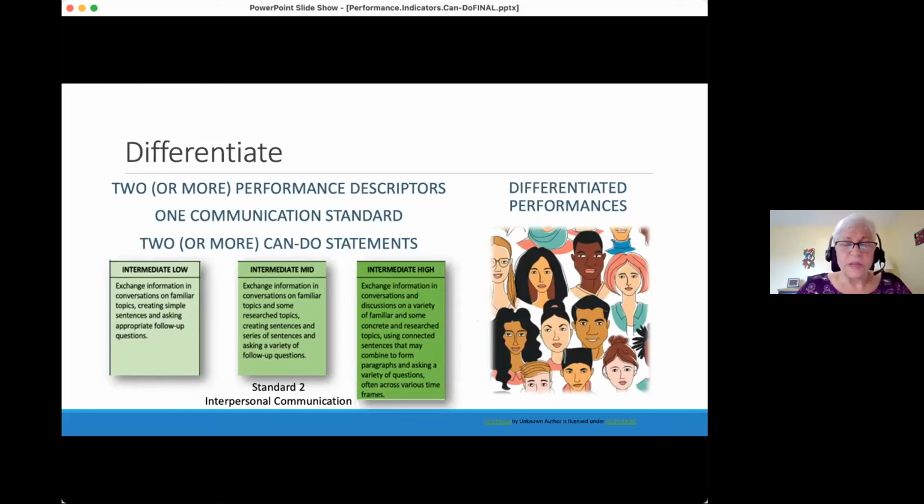We also can use our performance indicators as a tool for differentiation. We may be using 2 or more performance descriptors or performance indicators with a given communication standard and 2 or more can-do statements. So you see, for example, I have interpersonal communication here, and I'm showing the intermediate low and the intermediate mid and the intermediate high. And it may be that my course is associated with intermediate mid, maybe a 10th grade course in a category 1-2 language. However, I have students who are heritage learners who are much more proficient. And so I want to be directing my instruction for them at the intermediate high level.